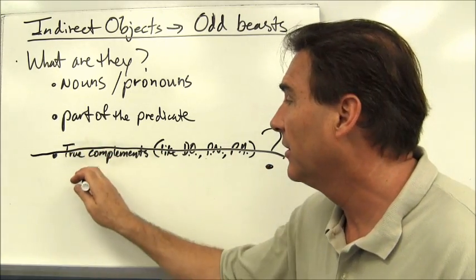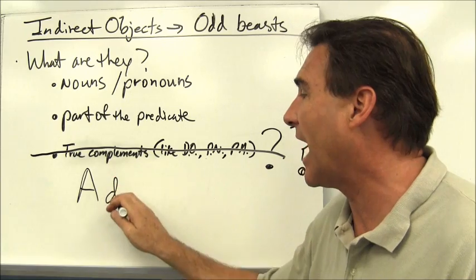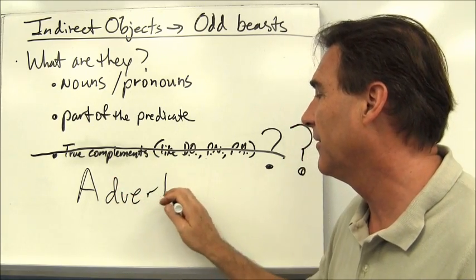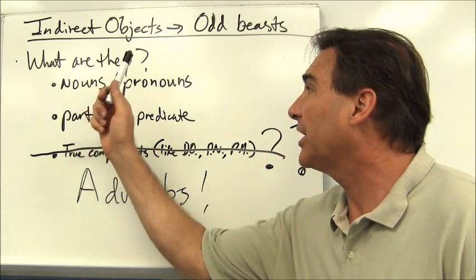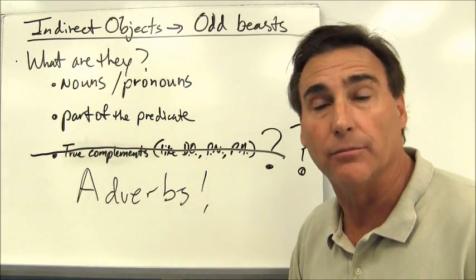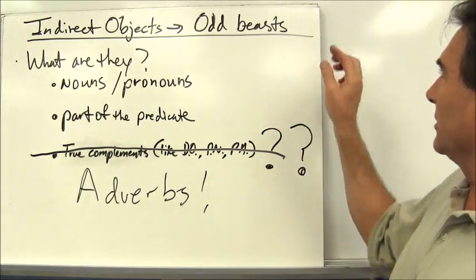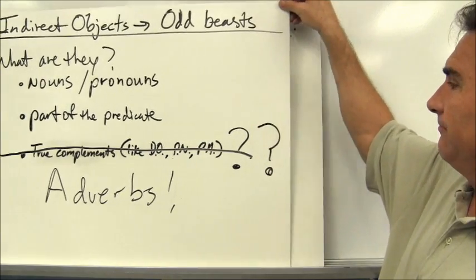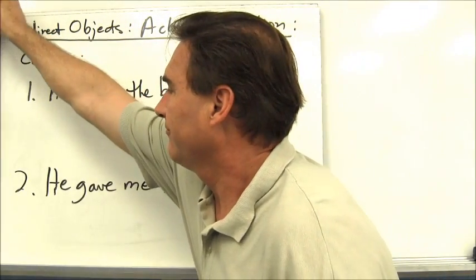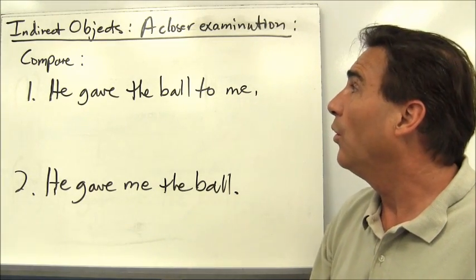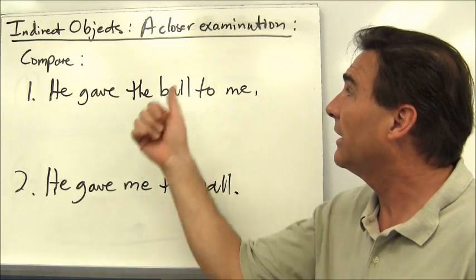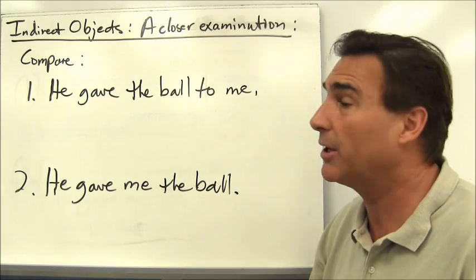Believe it or not, indirect objects are adverbs. It's going to shock some of you because you're wondering, how in the world can a noun or a pronoun be an adverb? Well, let's take a look. Let's compare these two sentences. Indirect objects. When we drill down closer, we can see how they really work.